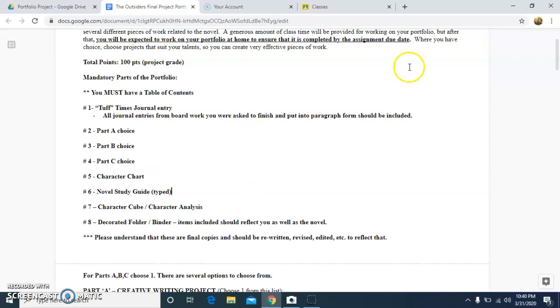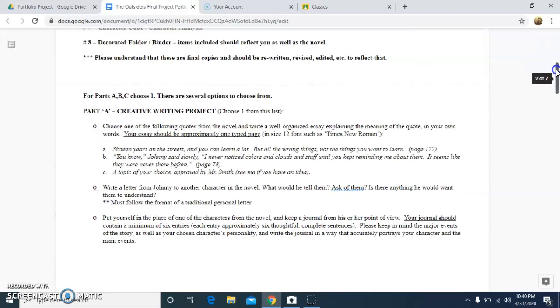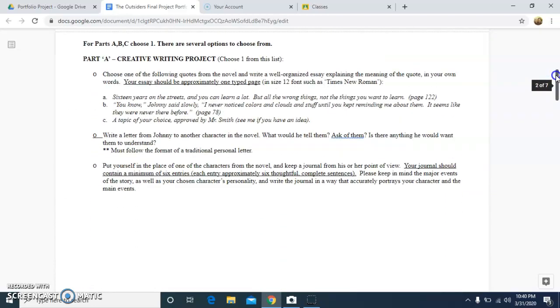Okay, so what I want to do is walk you through the next parts here, which are parts A, B, and C. Now, for parts A, B, and C, this is really important to remember. Choose one. There are several options to choose from. Every year I say choose one, and every year Sally chooses two, or she does all three, and she's doing extra work.